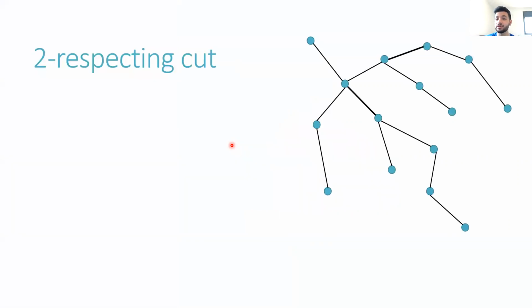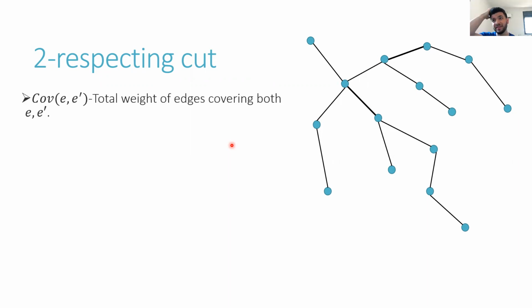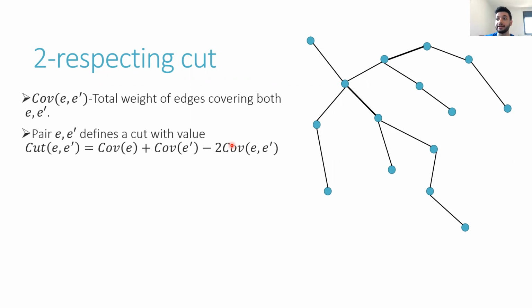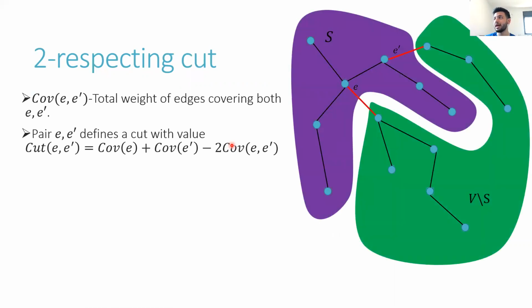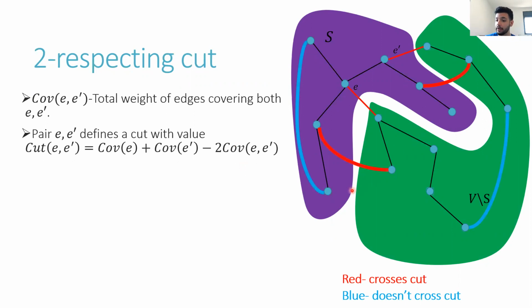So now that leaves us with the more complicated case of two respecting cut. That is, exactly two edges of the tree cross the cut. Similarly, we define the notion of cov(E, E'), which is the total weight of graph edges that cover both E and E'. Note, however, that in this case, it is not true that the cover value of E and E' is the value of the cut that they define. Because if we look at the cut here, which is defined by E and E', note that while the red edges cross the cut, they do not cover both E and E', but exactly one of E and E'.